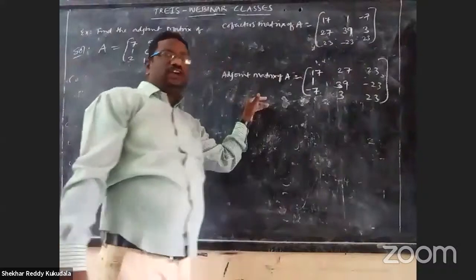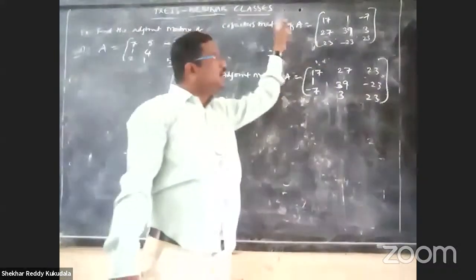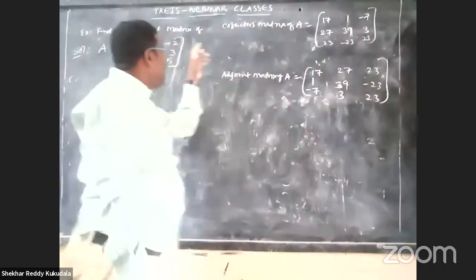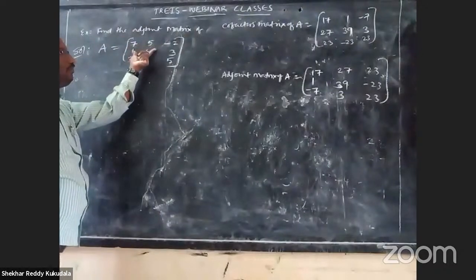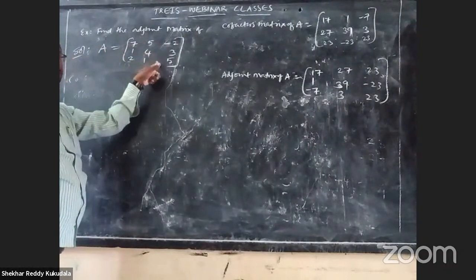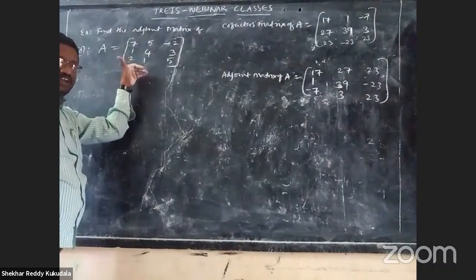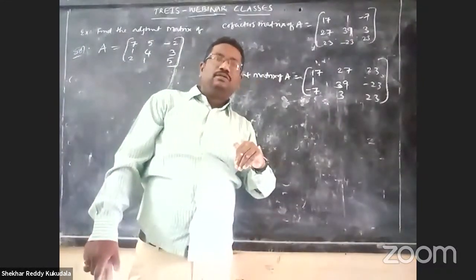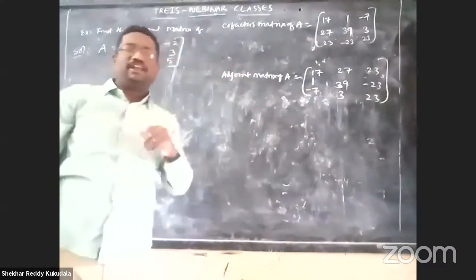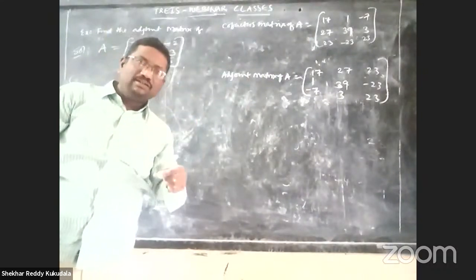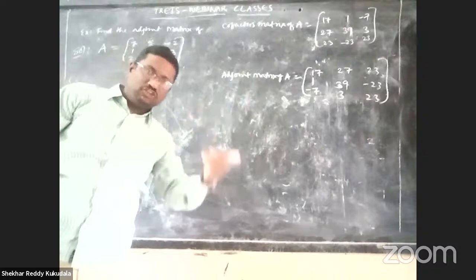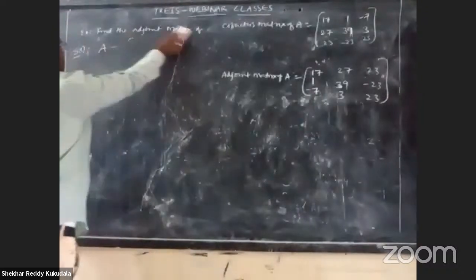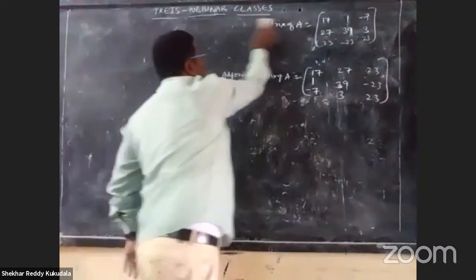To find the adjoint matrix, we need to find the cofactors matrix. To find the cofactors matrix, we need to find the cofactors for every element of the given matrix. To find the cofactor, what is the formula? Minus 1 power i plus j into the determinant of the remaining 2 by 2 square matrix after deleting the row and column in which the element is present. So this is the way to find the adjoint matrix of a given matrix.